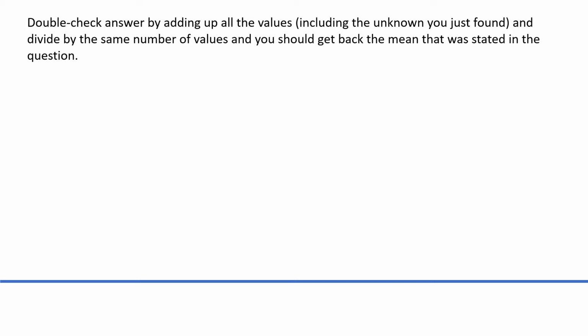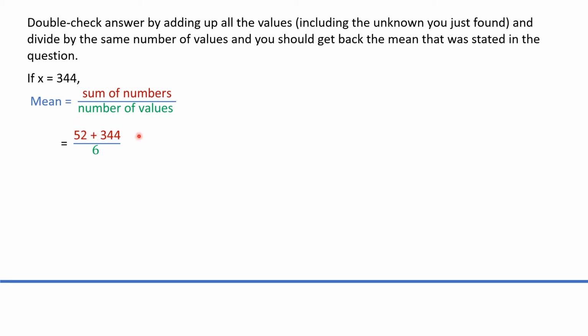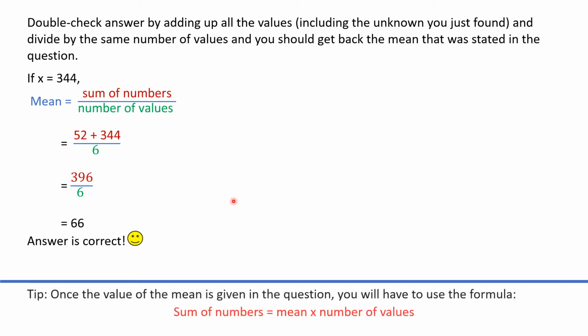So double check answer by adding up all the values, including the unknown that you just found, and divide by the same number of values, and you should get back the mean that was stated in the question. So if x is 344, that means if I put it into this same formula from before, I knew I had 52 when I added up the other numbers, and in place of x I put 344, then I'll get a total of 396 divided by 6, which gives me back the same mean or average from the question, which is 66. So our answer is correct.